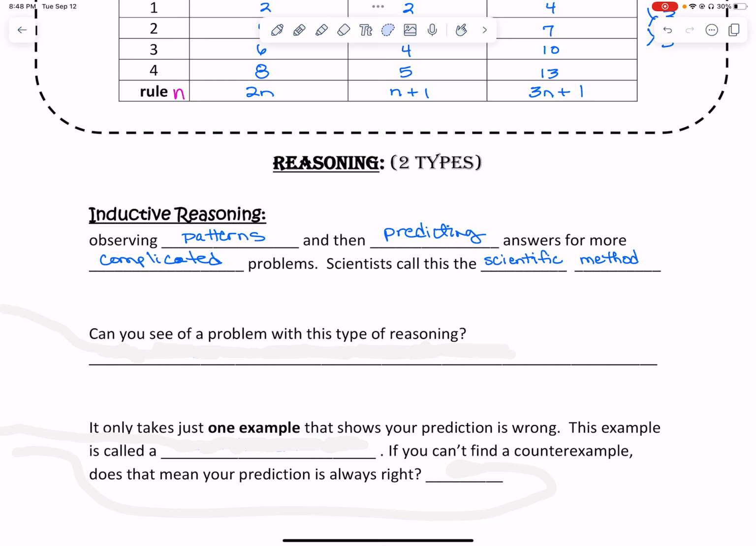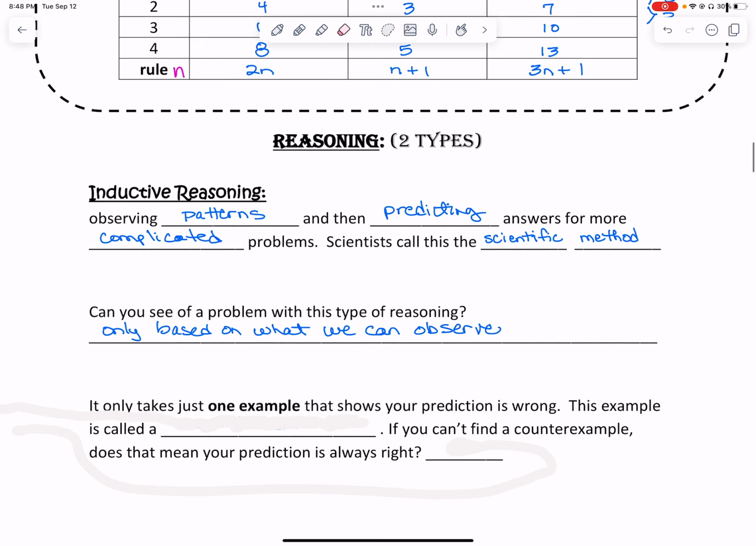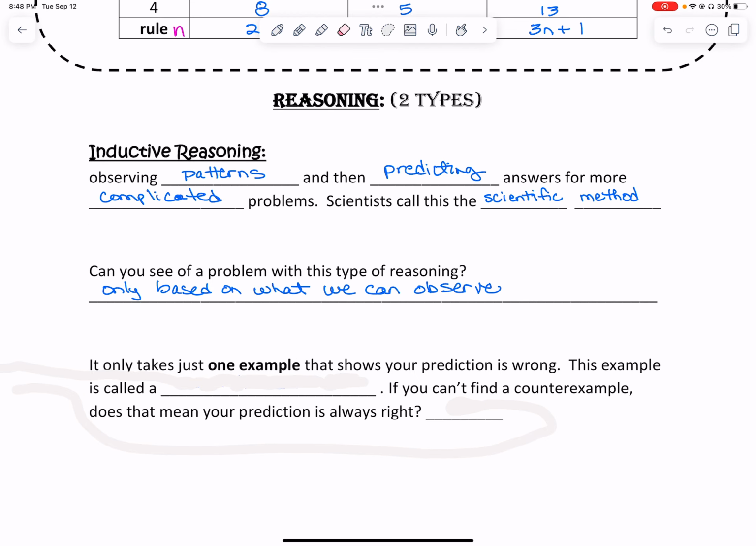Do you see why there might be a problem, though, with inductive reasoning? I'll give you a hint. You have to observe it. It's only based on what we can observe. So if we don't see something, then it's hard to do some reasoning with it, right? So anyway, that's some negatives of the scientific method.